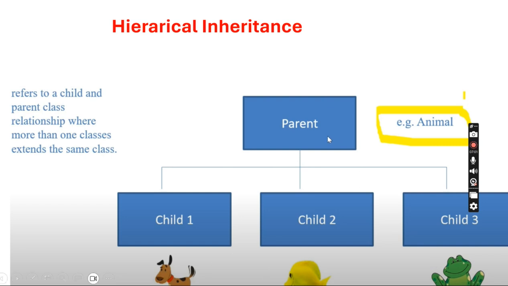In hierarchical inheritance, the child-parent relationship is such that more than one class can extend the same class. So goat, fish, and frog all extend from the Animal class.